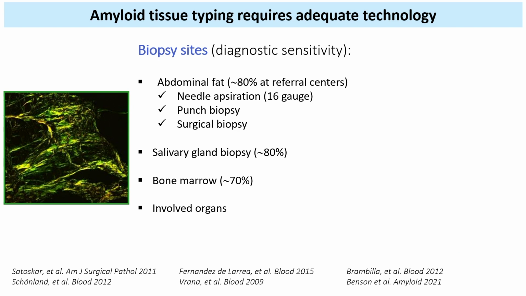Bone marrow is also an important site, because in all those patients who receive a bone marrow biopsy because of monoclonal gammopathy of undetermined significance or a smoldering multiple myeloma, amyloid deposits can be found and need to be typed, because also at this site we may have TTR deposits in the bone marrow. In the patients in whom all these biopsies are negative, an involved organ biopsy is required and typing is required. Next, please.